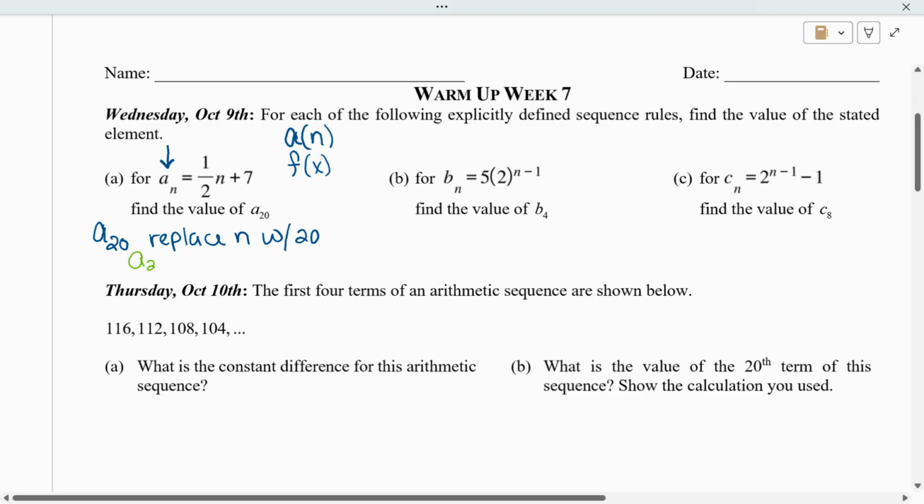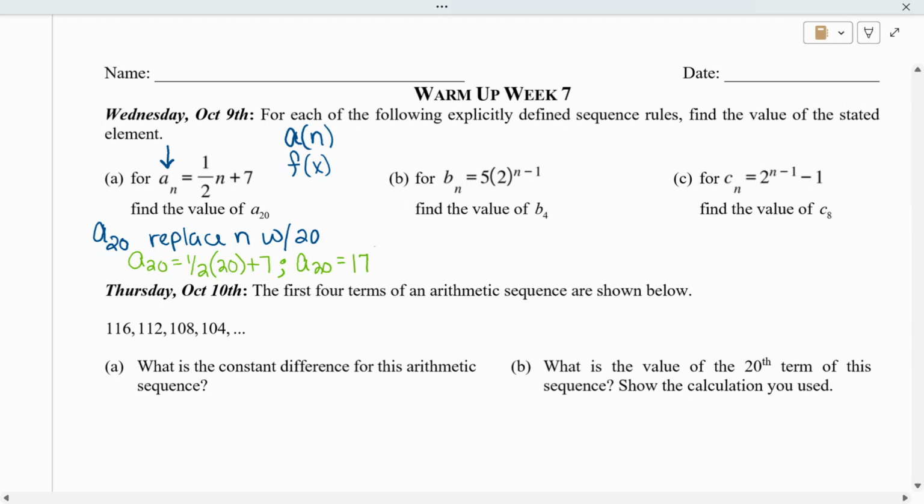So let's see. A sub 20 equals 1/2 times 20 plus 7. Well, what is half of 20? 10. And what is 10 plus 7? So A sub 20 equals 17. Does that make sense?